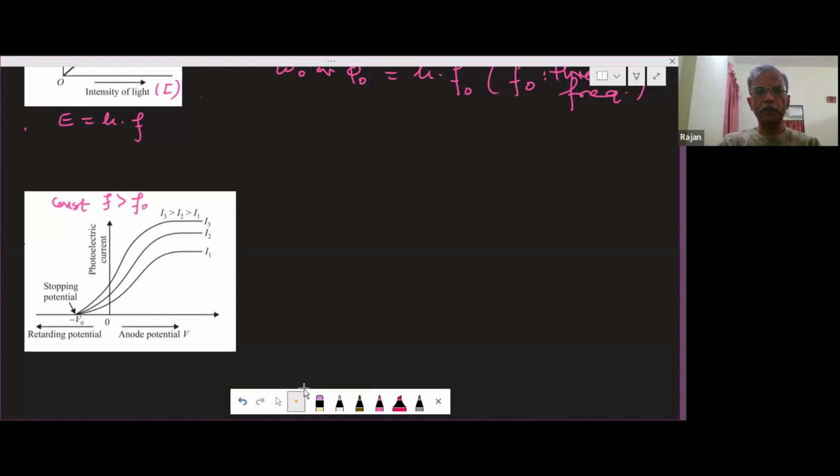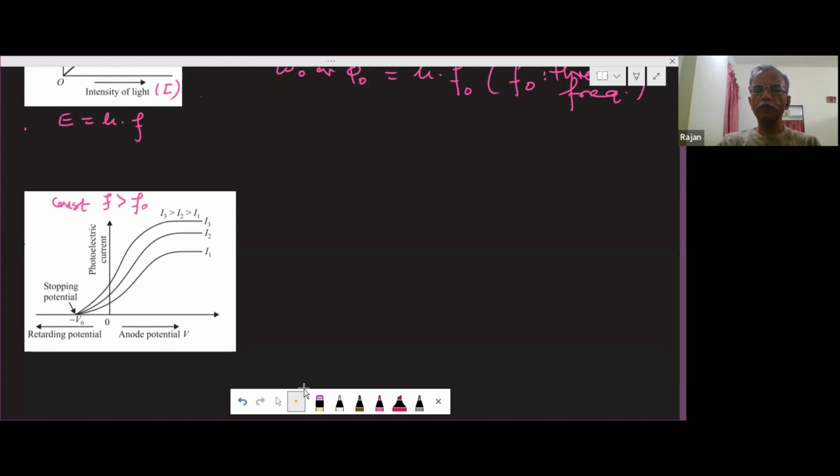Yes, sir. Right. So if this anode potential V is zero, you will be here. Still you are having the current. See, for I1 intensity, you are here. For I2, you are here. For I3, you are here, isn't it? More the I, more the photons, and hence more the photoelectrons.